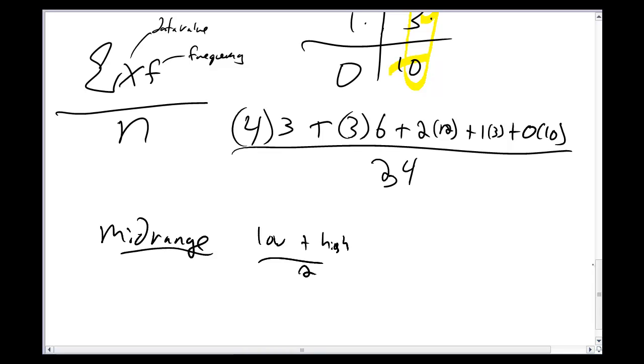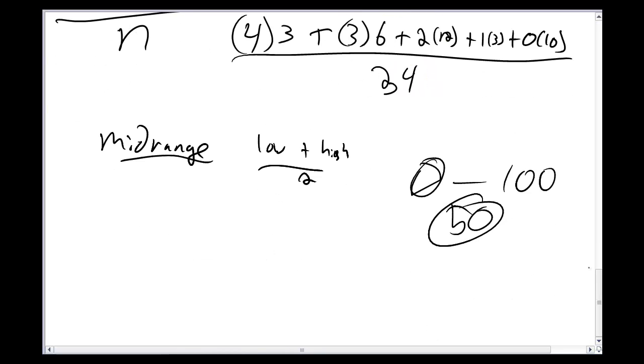So maybe the middle score was a 72. The mid-range, because scores can range from 0 to 100, if I added those together and divided it, mid-range would tell me 50. So median and mid-range can be different, but they have sort of a similarity. You're finding something in the middle.